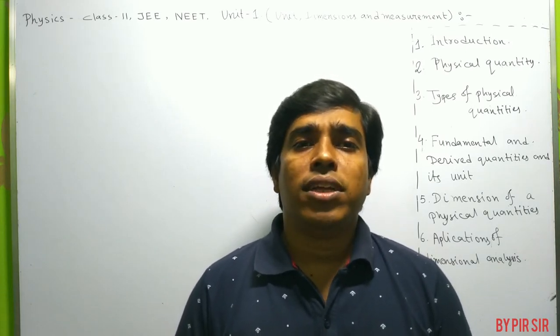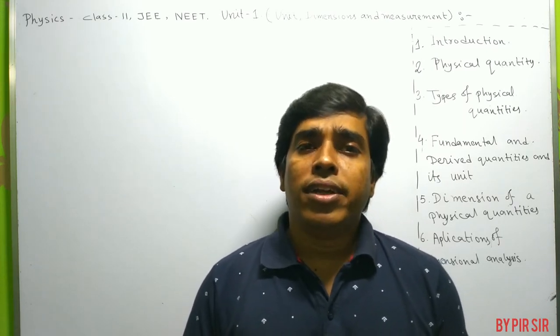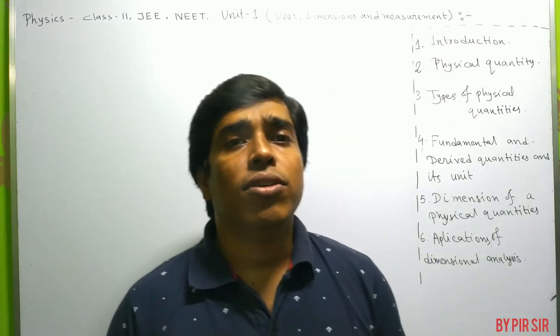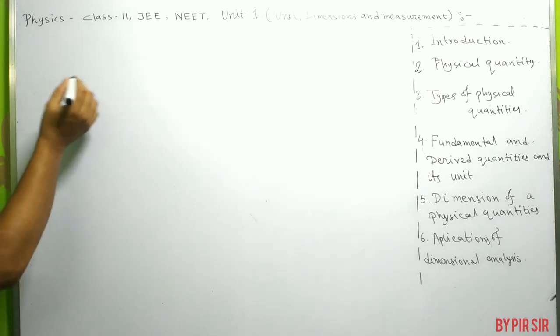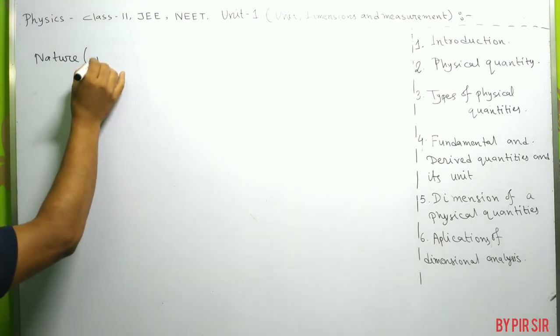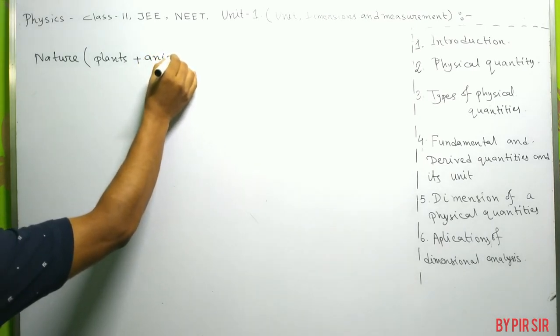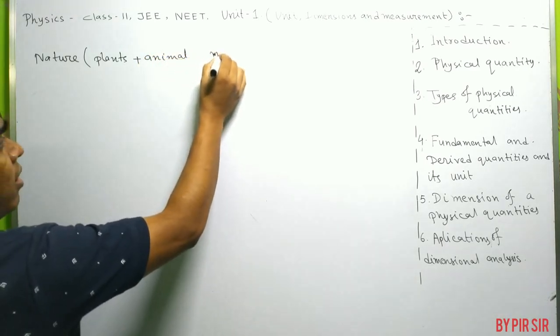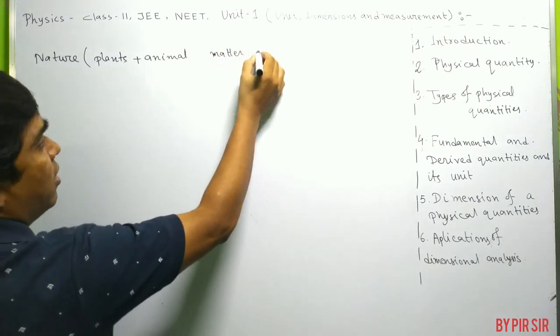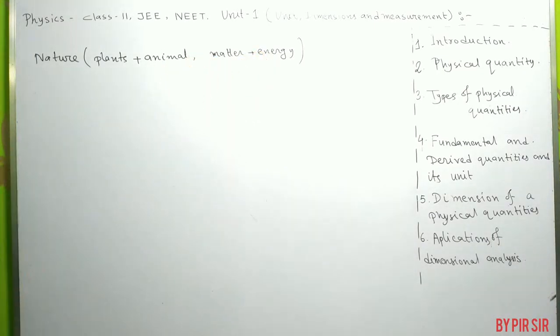Actually, physics deals with nature. Now, what are the components of nature? There are 4 components in nature: plants, animals, matter and also energy. These are the 4 components of nature.